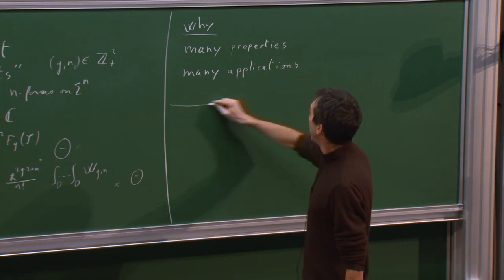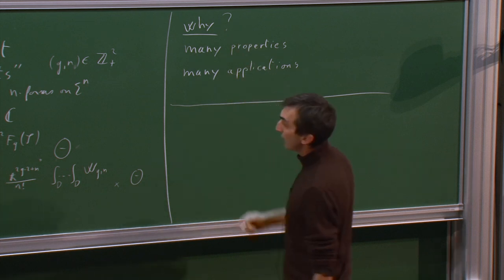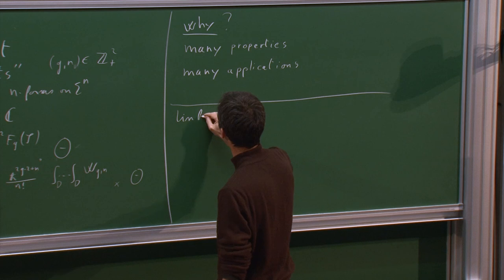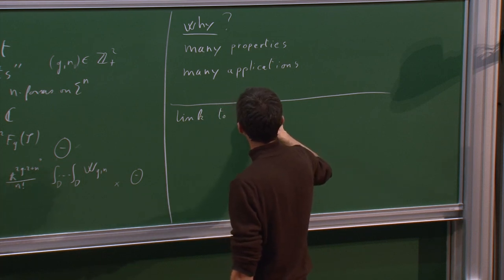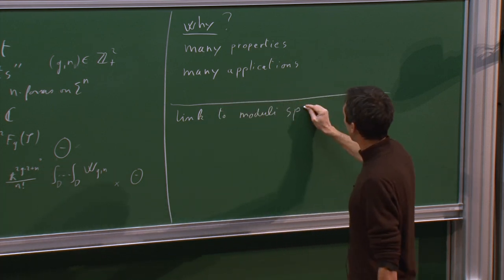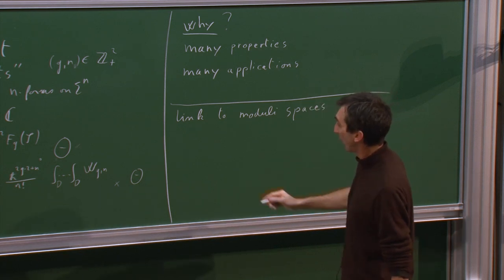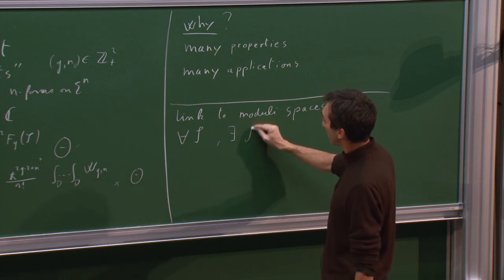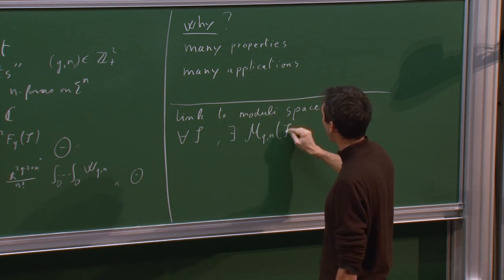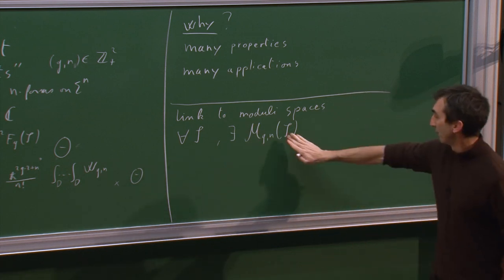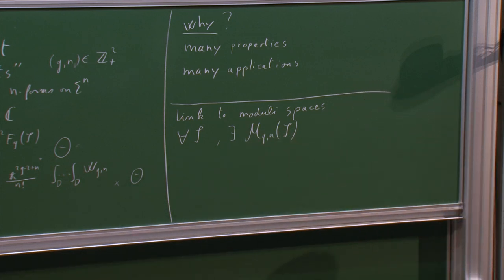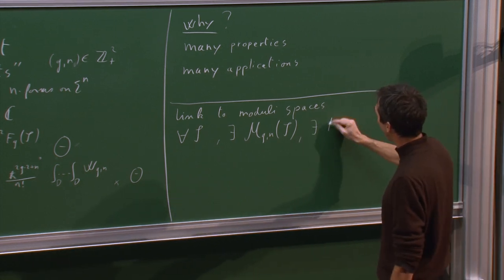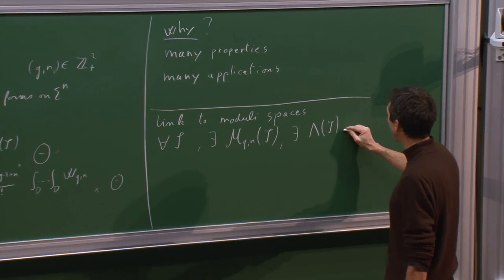Well, the link to moduli spaces is that I will show you that for every spectral curve, there exists a certain moduli space, which I will write M_{g,n} of S. I will define it, it will be a combinatorial moduli space. And there exists a class Lambda of S, which will be a cohomology class.